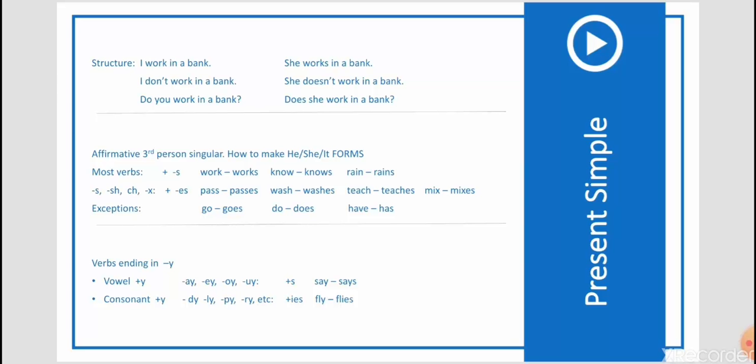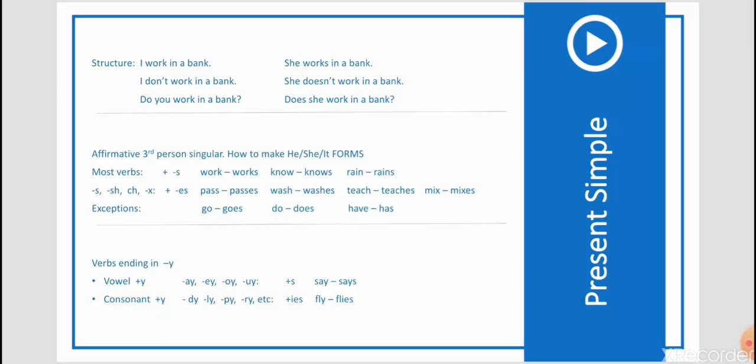Affirmative third person singular, how to make he, she, it forms. So remember that most verbs add s. For example, work, works, know, knows, rain, rains. Verbs that finish with s, sh, ch, and x take es.